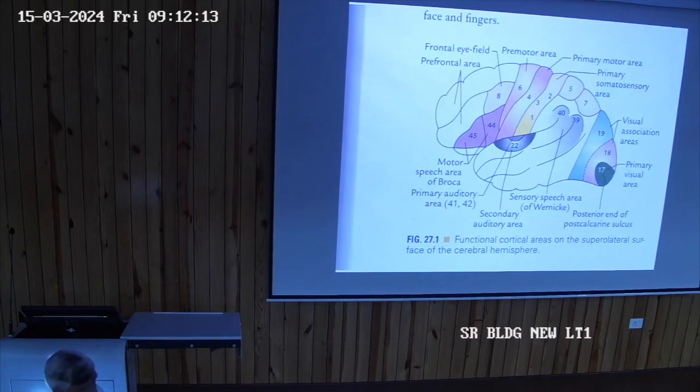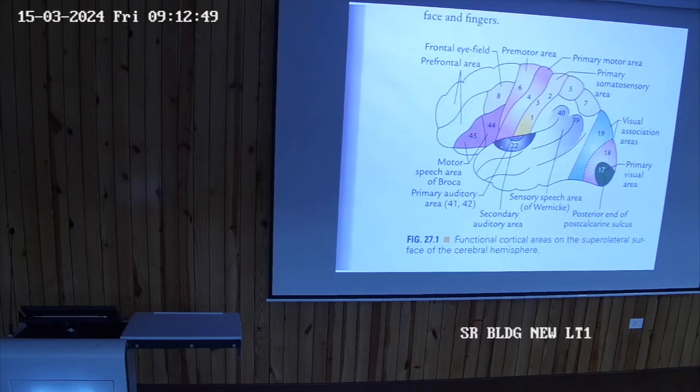Just posterior to this, what is this lobe? Parietal lobe. So, the parietal lobe, if you remember, is divided into the superior parietal lobule and inferior parietal lobule by the transverse parietal sulcus. Here, you will find that the diagram is showing the area number 5 and 7. This is the superolateral surface. Area number 5 and 7. These are the secondary or association sensory areas.